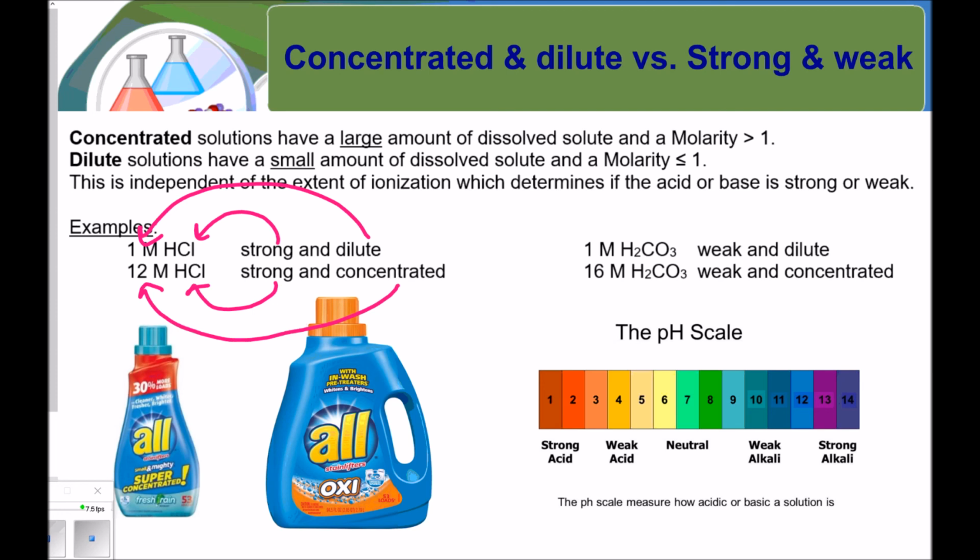Okay, then to the right, I have a 1 molar carbonic acid. This is dilute because it's only 1 molar, but it's also weak because it is carbonic acid. It does not dissociate completely in water. Then we have 16 molar carbonic acid, still weak because it's carbonic acid, but it's more concentrated, meaning a lot more solute and a lot less water.